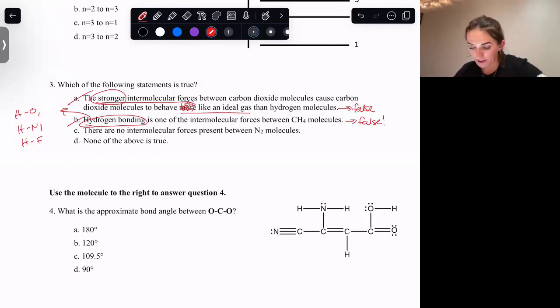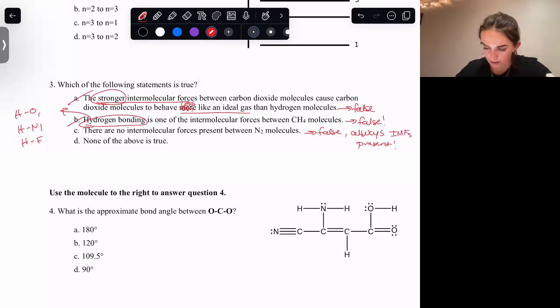Okay, then for C, there are no intermolecular forces present between N2 molecules. What is this, true or false? Good. This one is also false. There are always IMFs present. So this one's wrong, so it has to be D. Perfect.